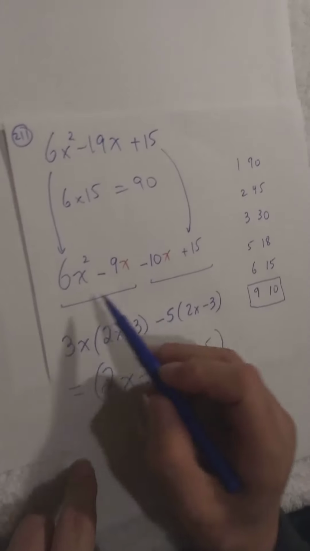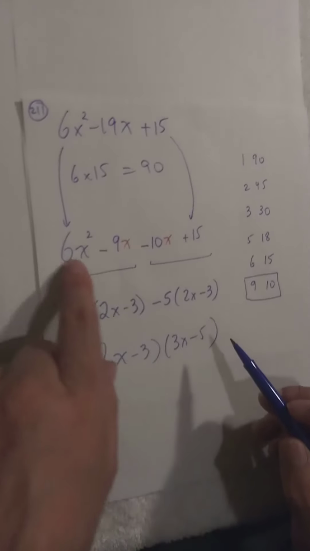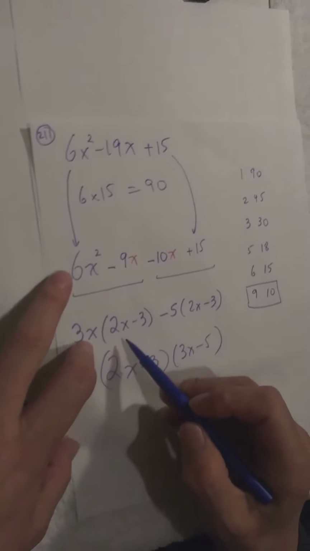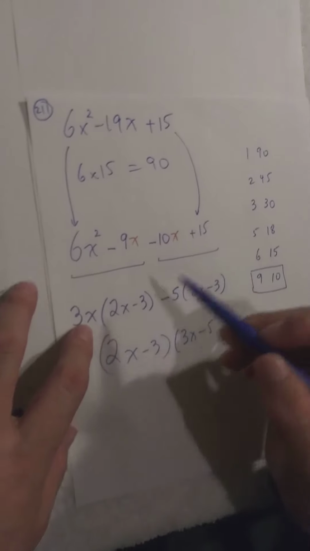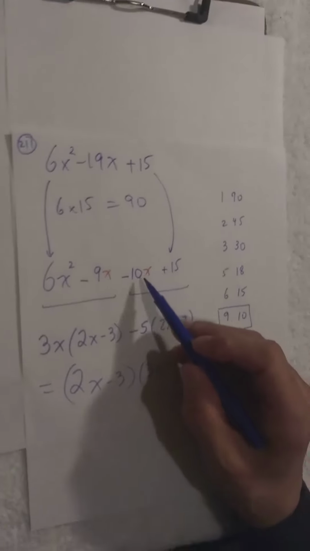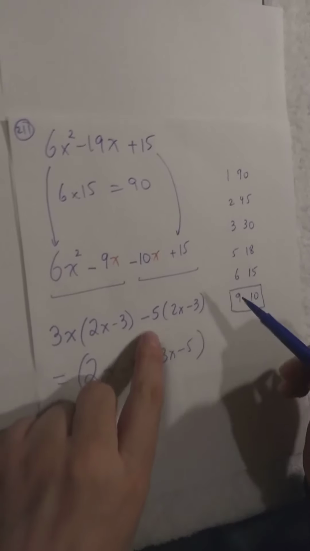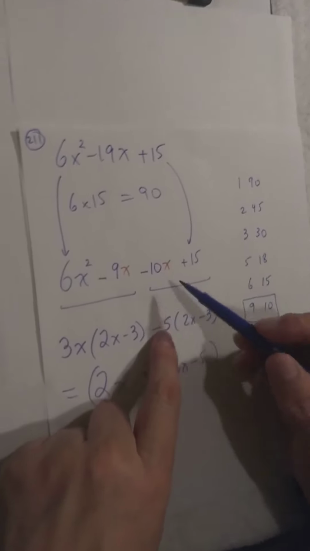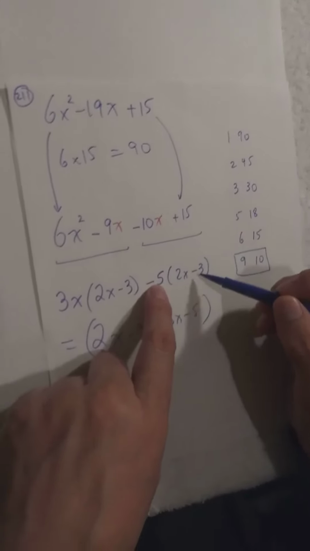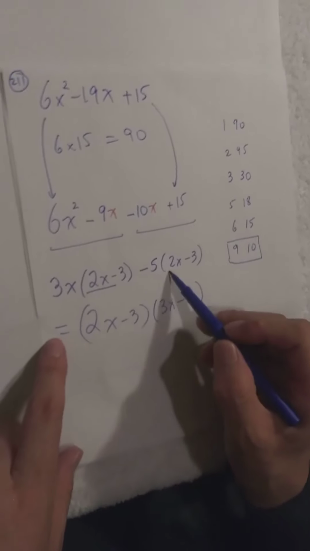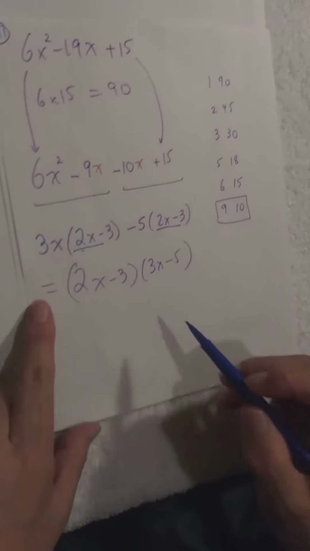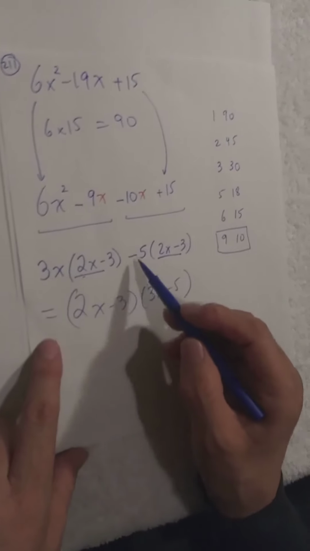Take the first two terms here, take out an x and a 3, so that's 3x. 3x times what gives you 6x squared? The answer is 2x. 3x times negative 3 will give you minus 9x. And here take out the negative 5. Negative 5 times what gives you minus 10x? It's 2x. Negative 5 times what gives you plus 15? That's minus 3. So we have 2x minus 3 here, 2x minus 3 here. That's grouping. Take out 2x minus 3, and that leaves us with 3x minus 5.